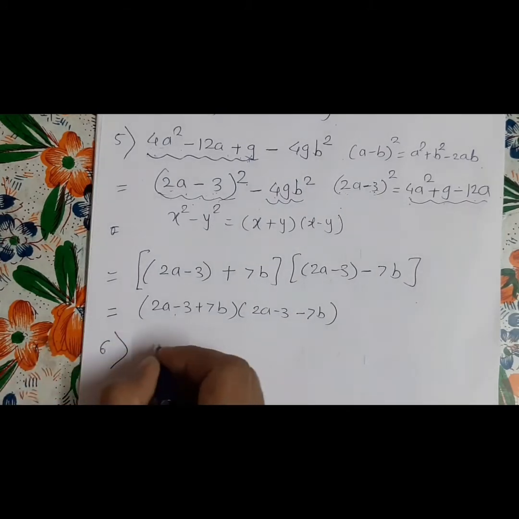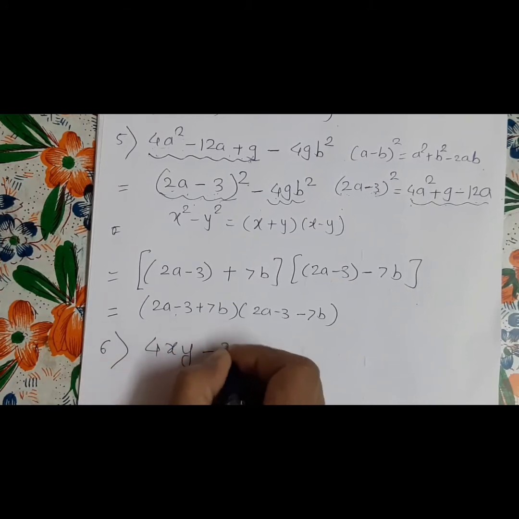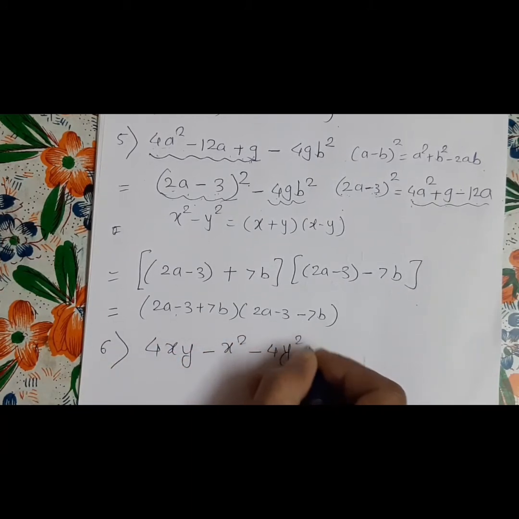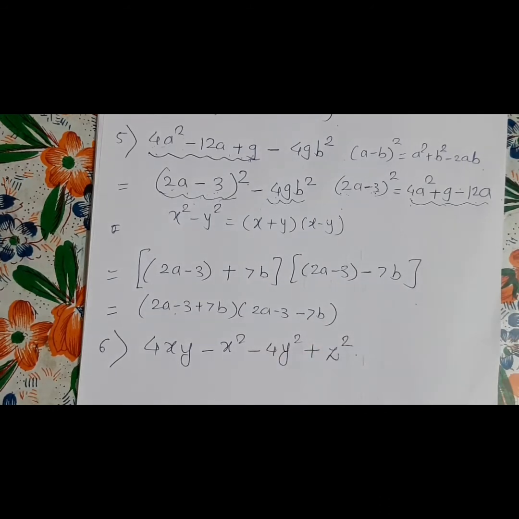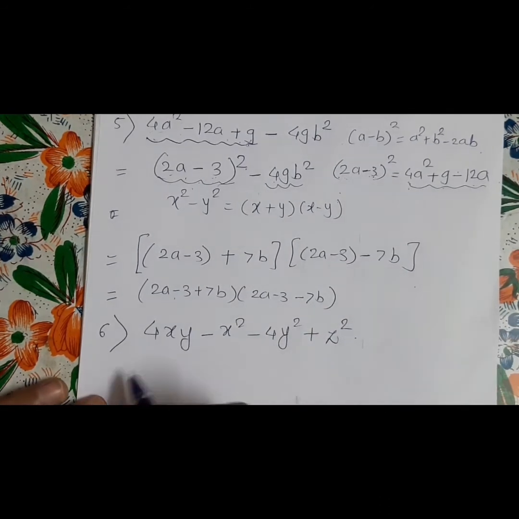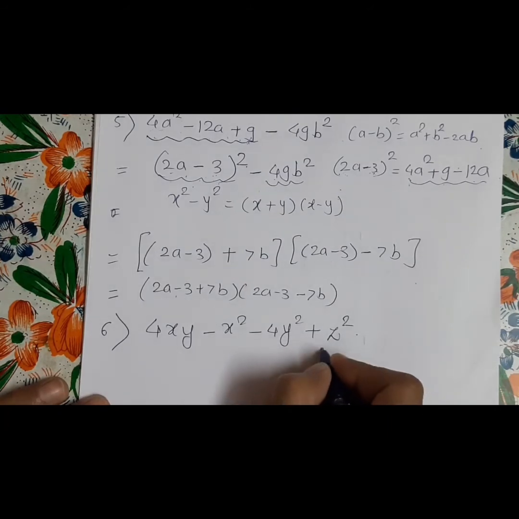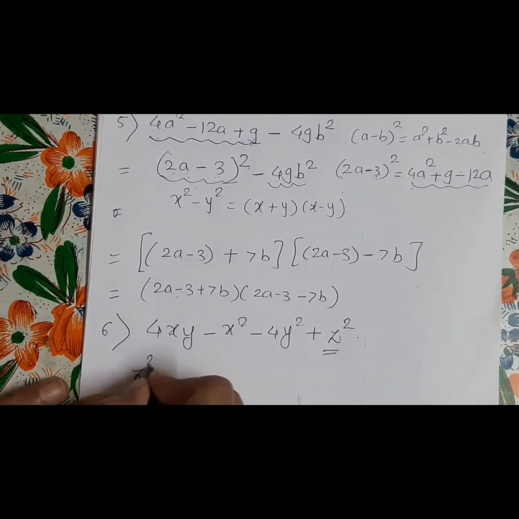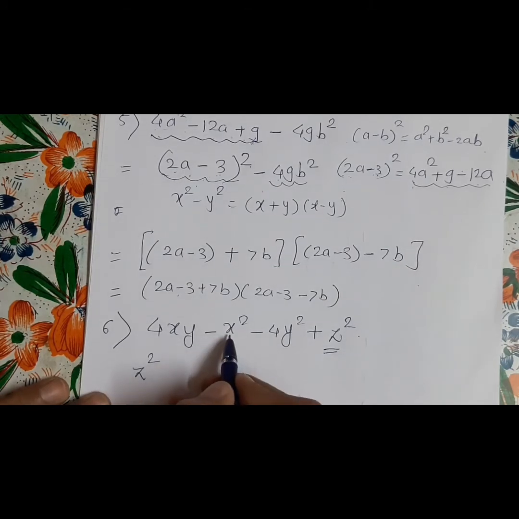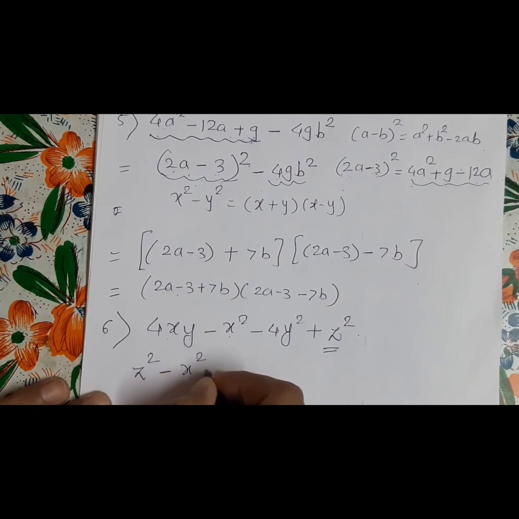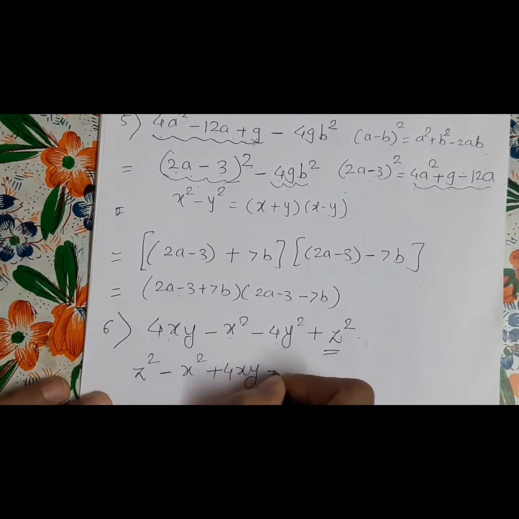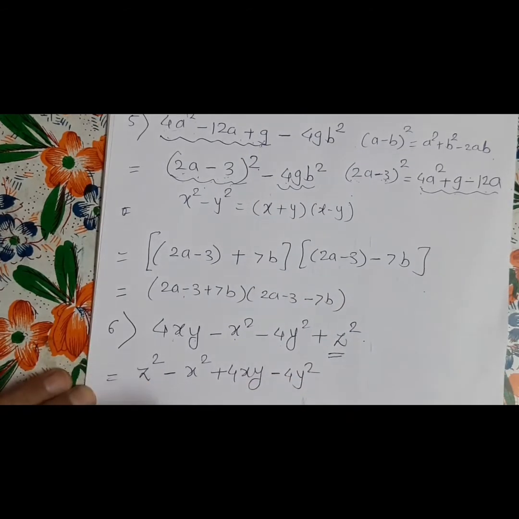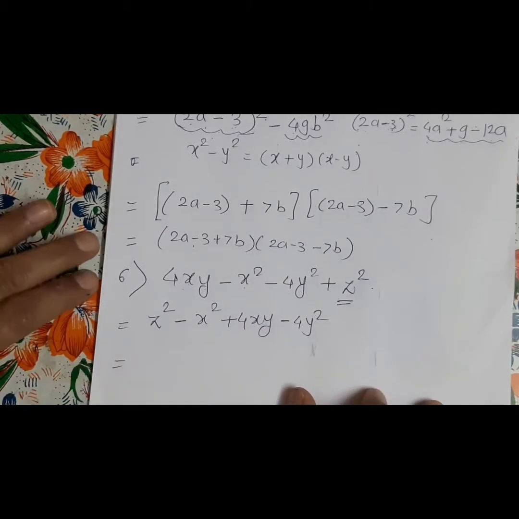Now the next example, if I discuss, it is 4xy minus x square minus 4y square plus z square. Okay, now I will rearrange this equation. So plus z square first, that I will write plus z square as it is positive. If you look here, it is a square term, it is also a square term, and this is x into y, so we can consider this as a middle term. So I'll change the sequence. First I'll write minus x square, then I'll write plus 4xy, then we'll write minus 4y square. Okay, z square we already took at the start.